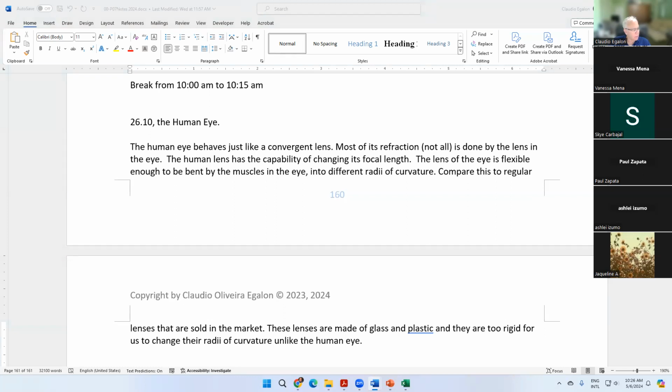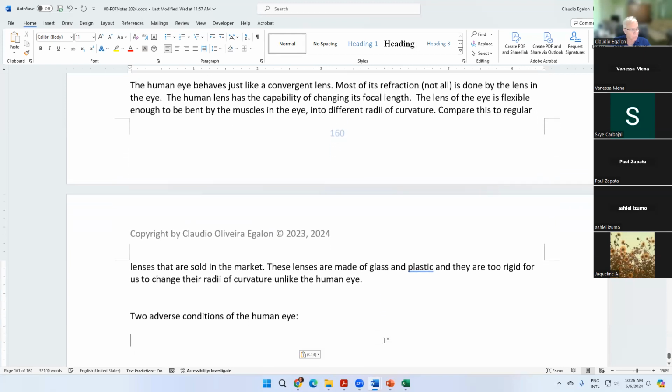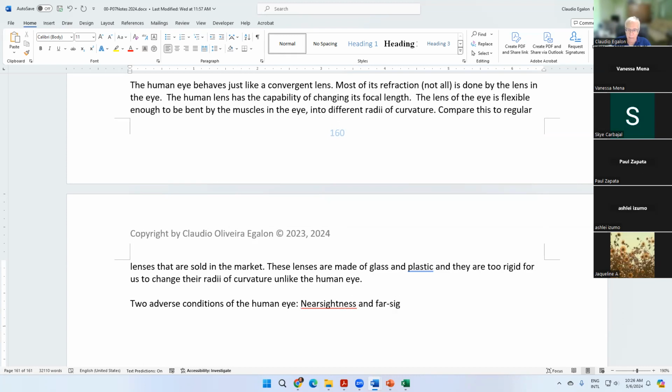Now we're going to talk about the adverse conditions of the human eye. Nearsightedness and farsightedness. Nearsighted and farsighted eyes.